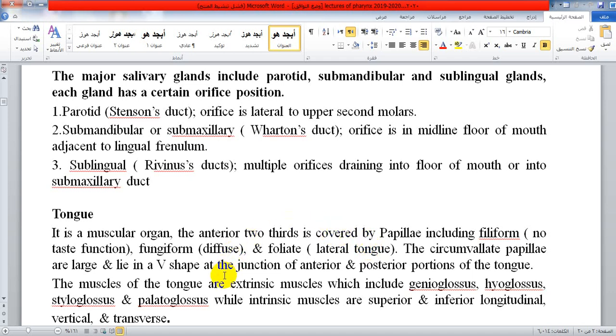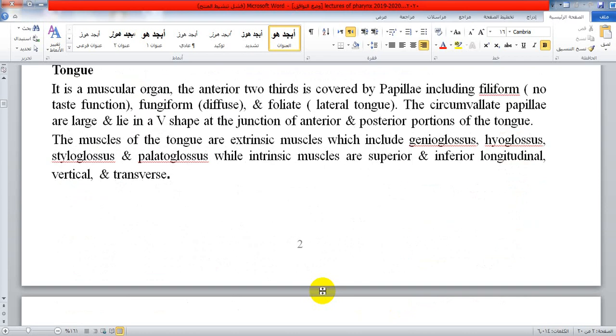The muscles of the tongue are extrinsic muscles which include genioglossus, hyoglossus, styloglossus, and palatoglossus, while the intrinsic muscles are superior and inferior longitudinal, vertical, and the transverse.